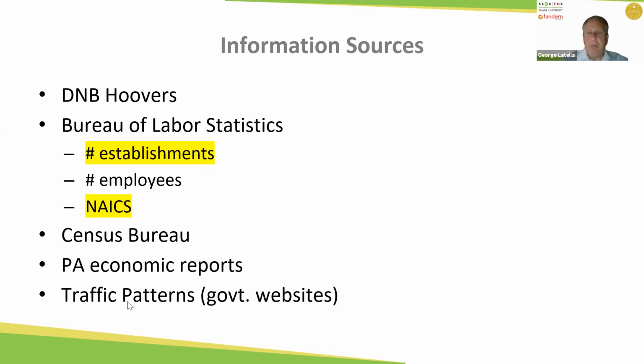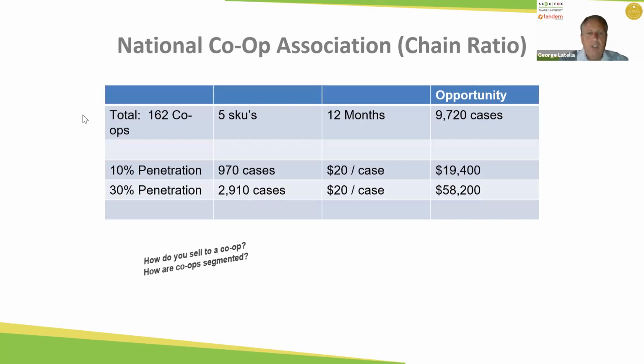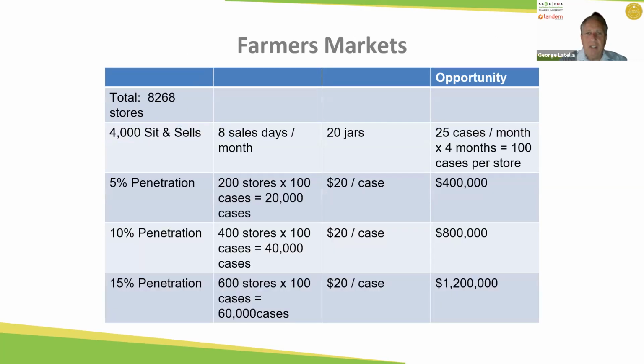You can get traffic patterns from government websites, which I'm going to show you an example in a minute. So what we did was we actually went on and figured out that there were 162 co-ops, not a lot on the East Coast, but co-ops. It's kind of a chain that the people actually own the store, okay? Probably easier for me to explain it this way. Everybody gets farmers markets.